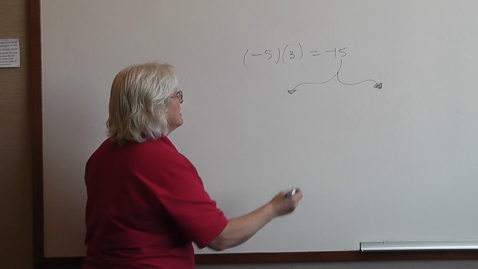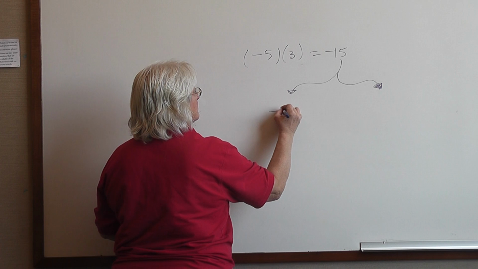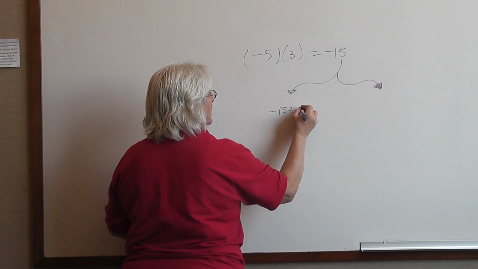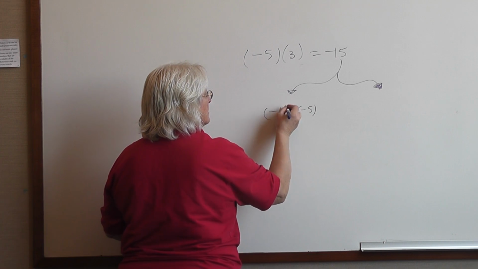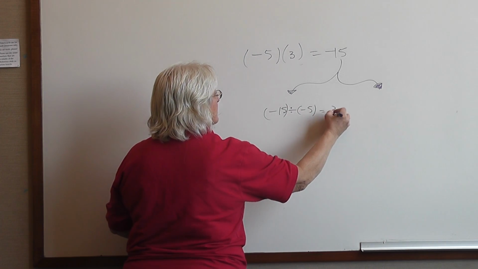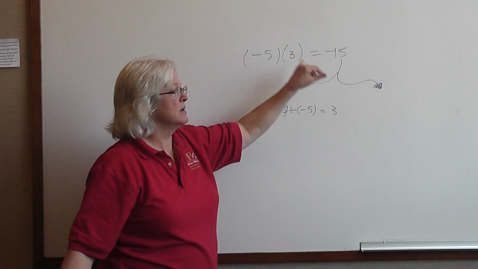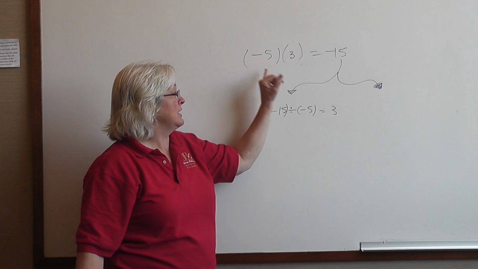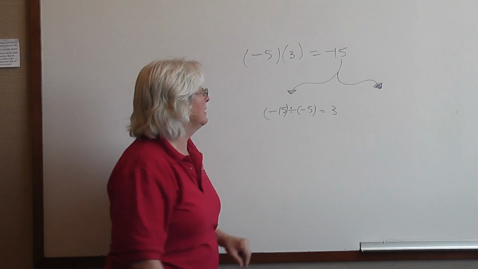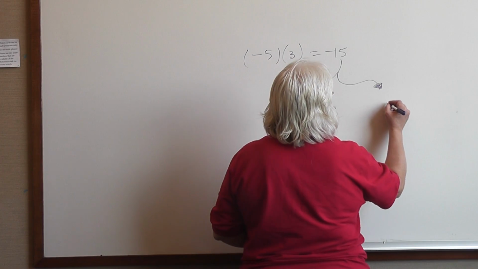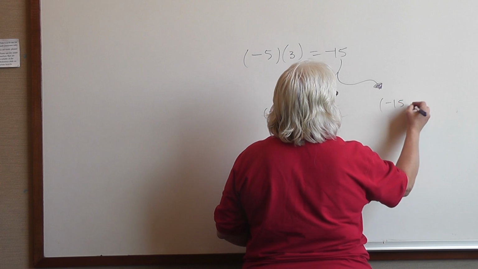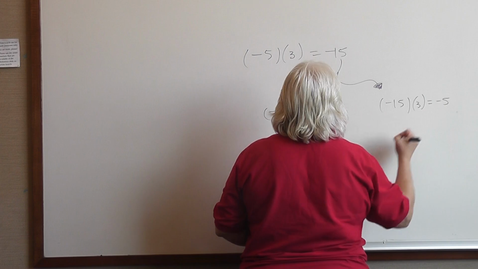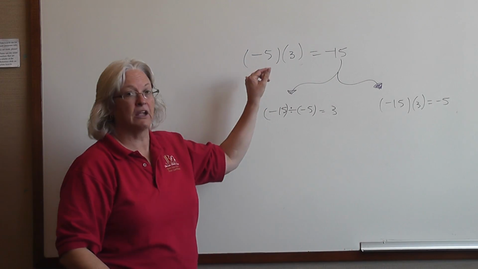You can say negative 15 divided by a negative 5, and that's going to be equal to this positive 3. Negative 15 divided by negative 5 is a positive 3. Or you have negative 15 divided by 3 gives us a negative 5.